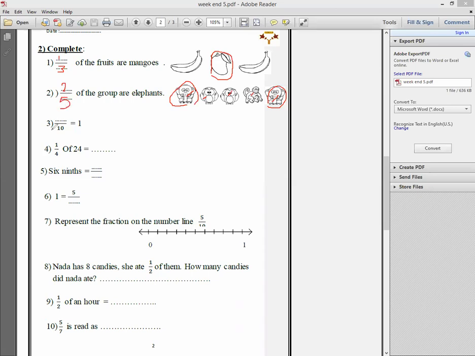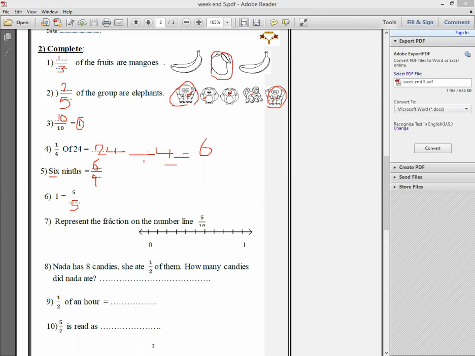Here 3. What is the fraction? Here 1, the whole 1 equal what over 10? It will be 10 over 10. Here 1 over 4 of 24. So I'm going to make it 24 divided by 4. So I'm going to search in table 4. The answer, it will be 6. Here 6 ninths. So 6 in numerator and 9 in denominator. Here 1 equal 5 over 5.